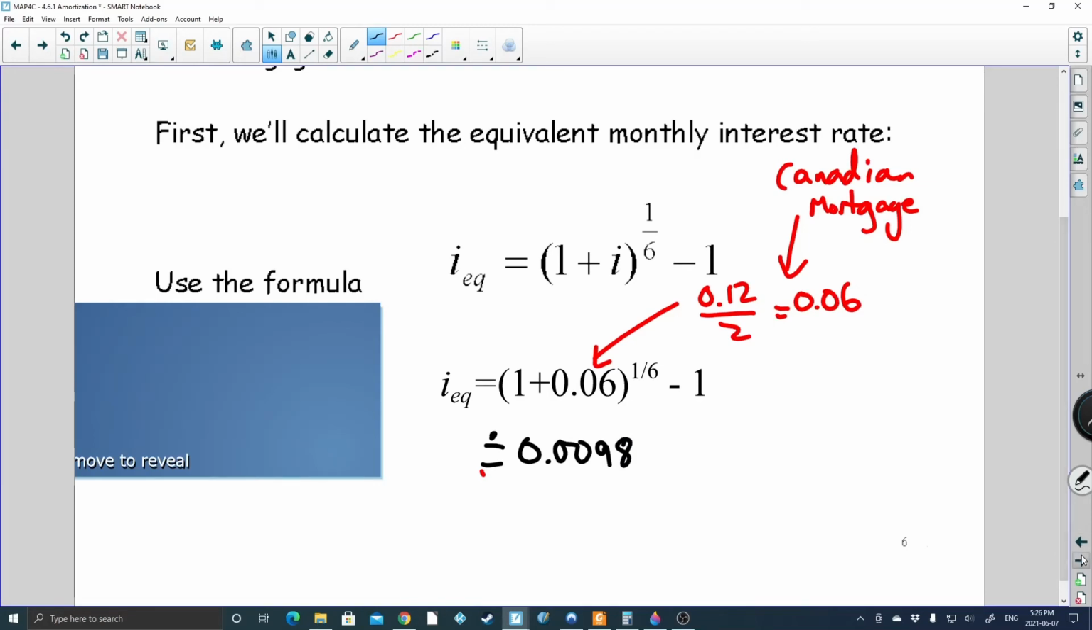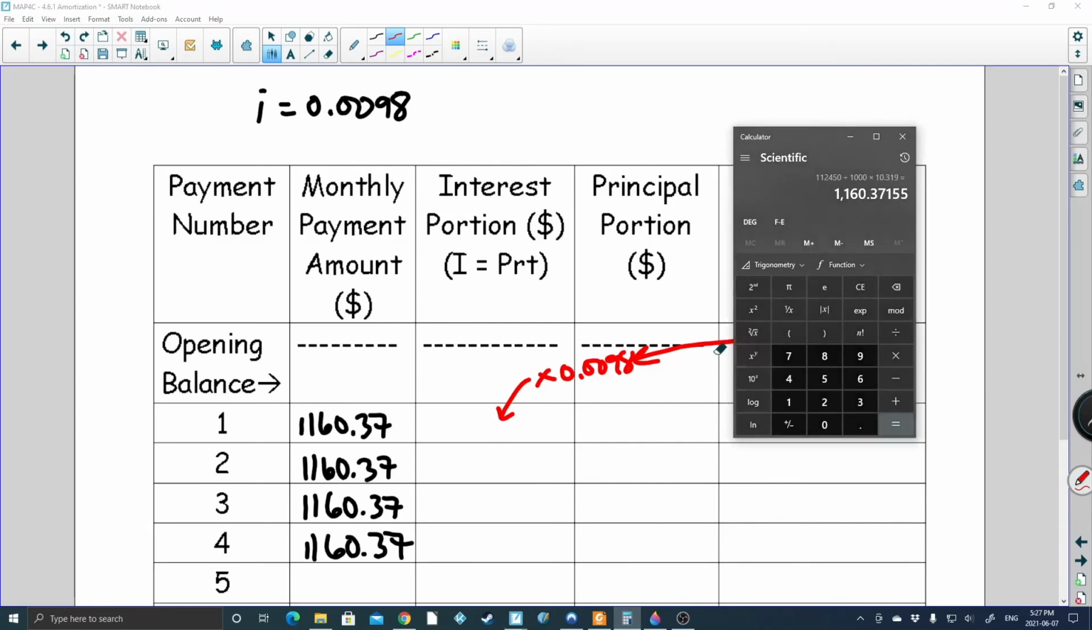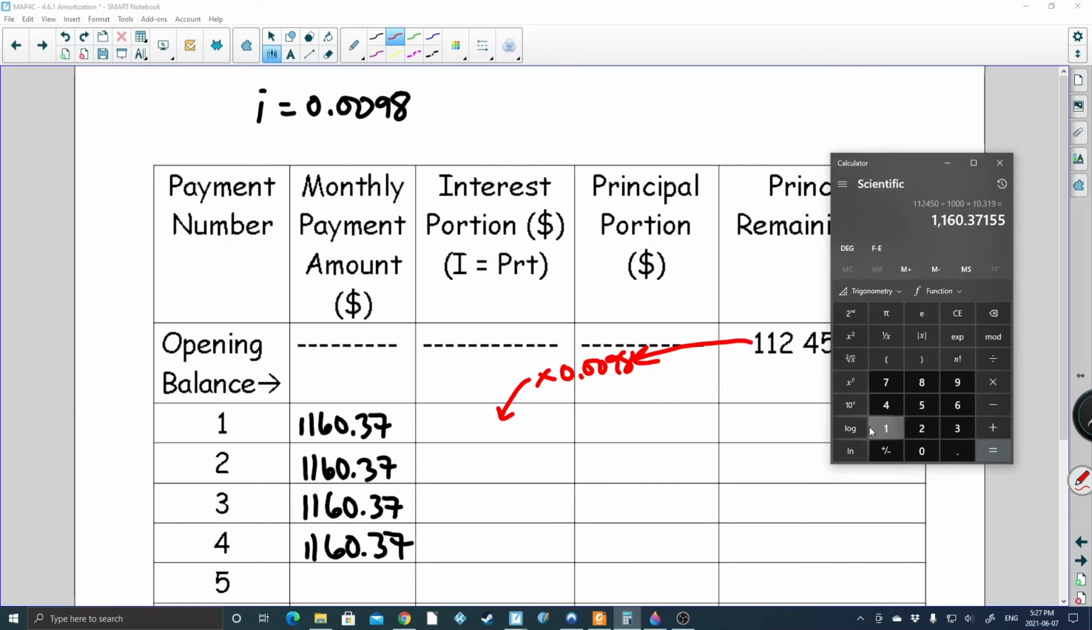So 0.0098, we're going to need that number down here too, because I'm just going to write it. Okay. So we're going to take this, we're going to multiply it by 0.0098. And that's going to give us this quantity here. So this setup is exactly like the previous table now. So 112,450 times 0.0098 gives 1102.01.